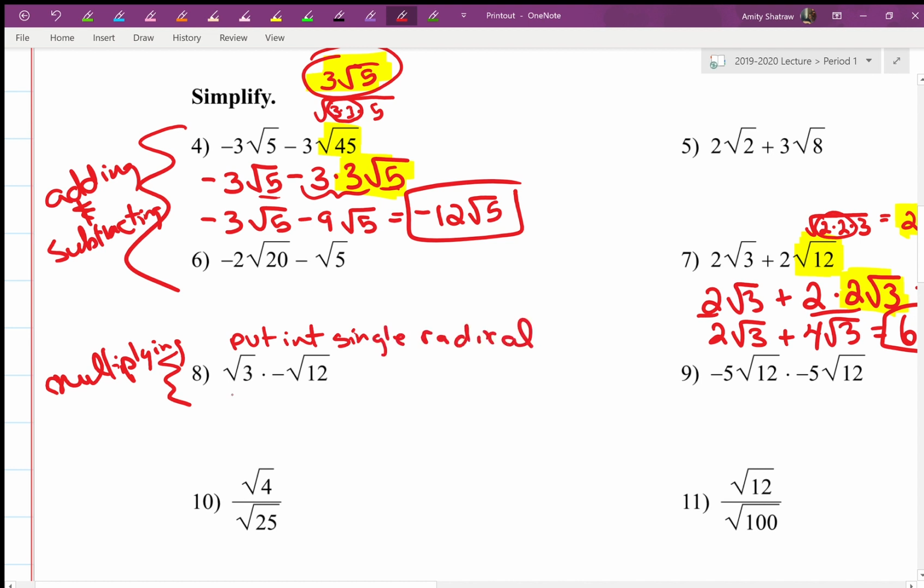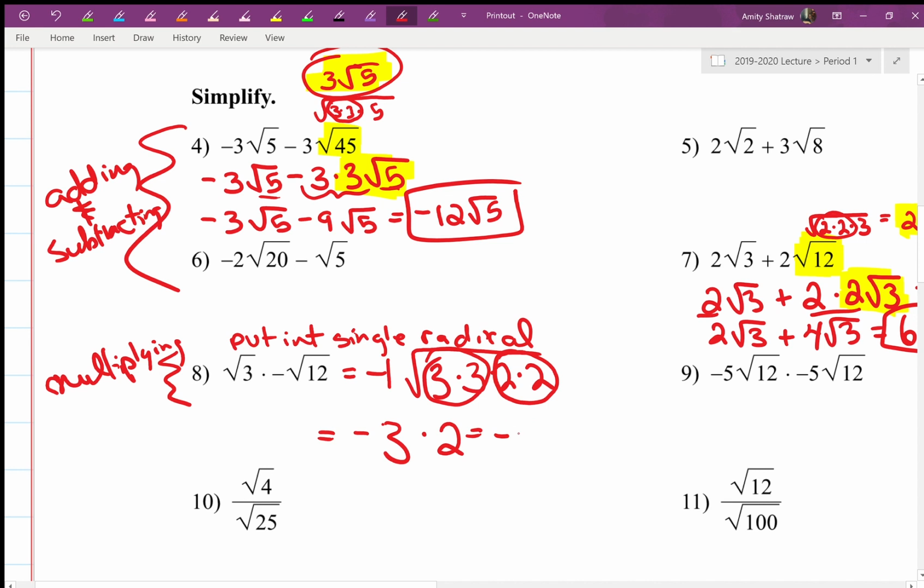So I would say that I have the square root of 3 times the square root of 12, and there's a minus sign. So out in front, I'm going to bring that hidden invisible negative 1. And then inside here, I'm going to say I have that 3. And then what numbers make up a 12? I think it's 3 times 4. So I'm going to say I have 3 times 2 times 2. Getting married and leaving the radical house. I'm going to end up with negative, 3 times 2 is negative 6.